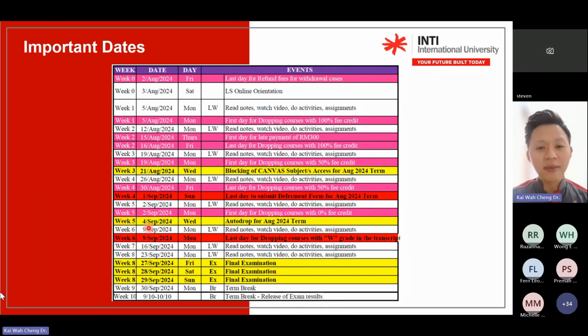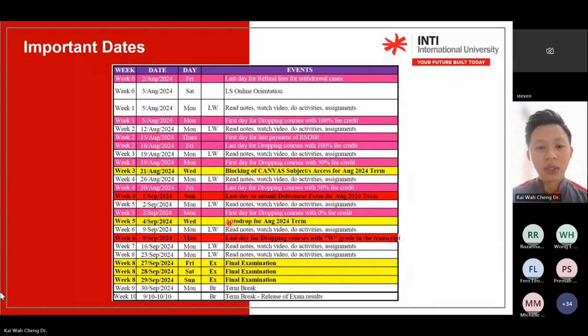4th of September, this is another important date. Auto drop for August 2024 term. So this is the final alarm to remind you, please clear your tuition fees, otherwise you will not be able to access Canvas or sit for final exams.